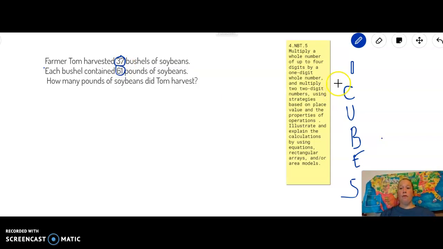Awesome. So we know that he had these 37 bushels of soybeans, and then each bushel contains 61. So very important, units. We have a couple units that we're using today. We have bushels and pounds. And also our keywords. We know that each bushel contains. That's very important because they want to know how many in all. So we're going to have to multiply today. So we know that we're going to be doing 37 times 61.